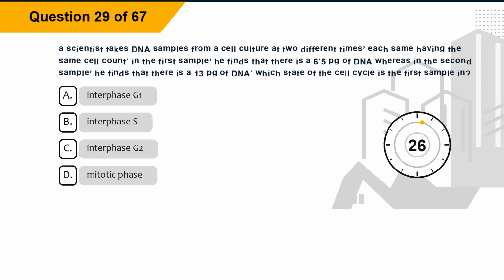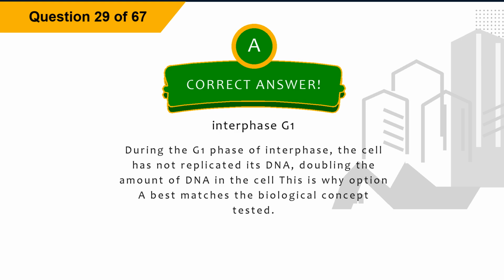Question 29. A scientist takes DNA samples from a cell culture at 2 different times, each having the same cell count. In the first sample, he finds that there is 6.5 pg of DNA, whereas in the second sample, he finds that there is 13 pg of DNA. Which stage of the cell cycle is the first sample in? Option A, interphase G1. Option B, interphase S. Option C, interphase G2. Option D, mitotic phase. The correct answer is option A, interphase G1.